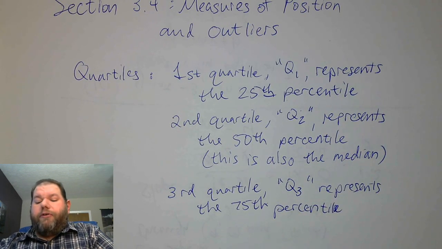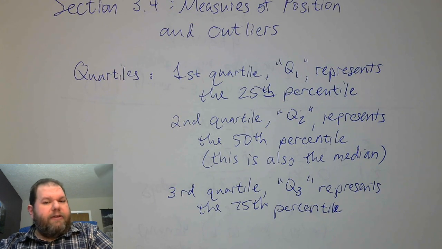Now notice we only talk about 25, 50, and 75%. If we talked about the 0%, that's basically the minimum value in the data set. And if we talk about the 100th percentile, it'd be basically the maximum value in the data set. We'll come back to those concepts a little bit later today.